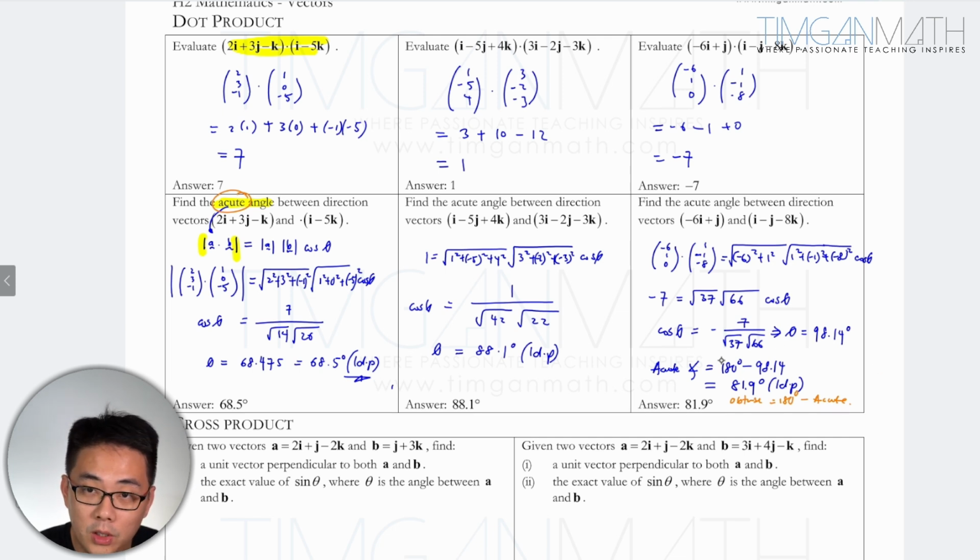If they want acute, you can just use cos inverse. You get an obtuse angle using the calculator because of this negative sign here, then you just take 180 minus the angle.